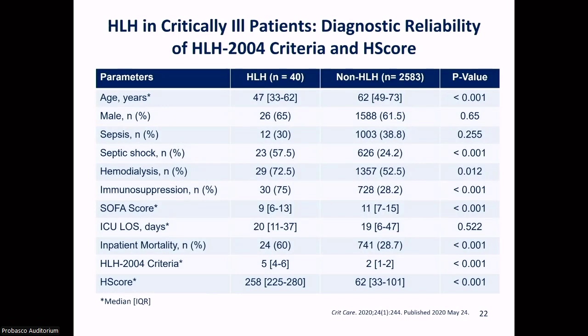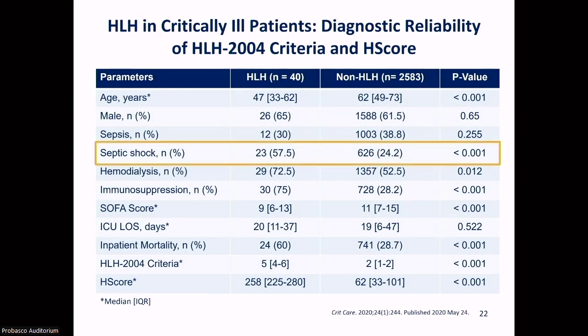To orient you to this table here, essentially what they did was, among an expert panel retrospectively looking at cases, they decided that 40 patients had HLH. They then compared those to about 2,500 patients who didn't have HLH and tried to see if these scores were reliable. Looking at their baseline characteristics, there were just a couple of things I wanted to point out.